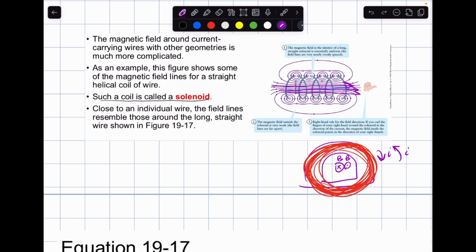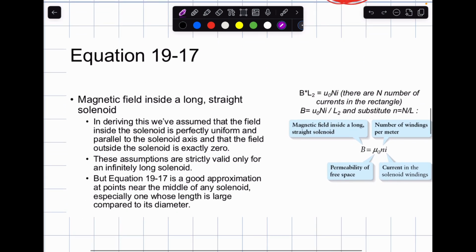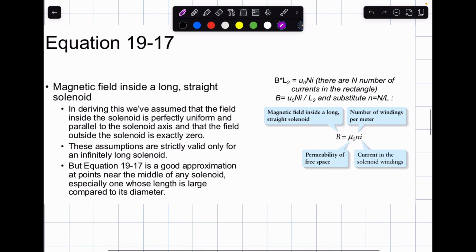And so we're going to be talking a lot about solenoids in chapter 20. We're not going to be talking about it in chapter 19 a whole lot. So just table this information until we get to chapter 20, okay? So here's the magnetic field for a solenoid, okay? Inside of a long, straight solenoid, okay?